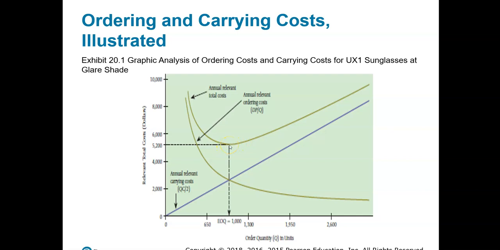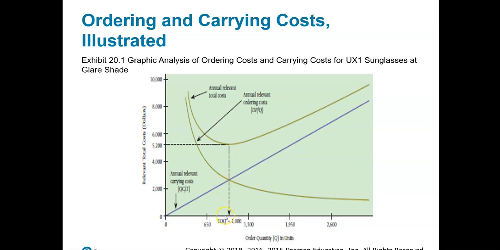And also, what do I notice? I notice on this graph, at the economic ordering quantity point, the quantity I'm going to reorder each and every time, not only are total costs minimized, but my ordering costs and my carrying costs are exactly identical. And that would be $2,600 apiece.